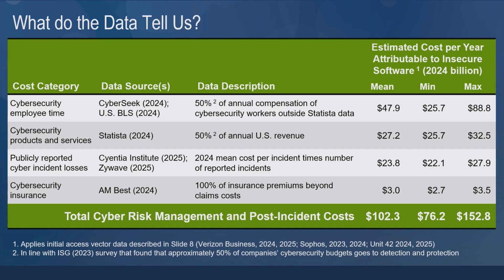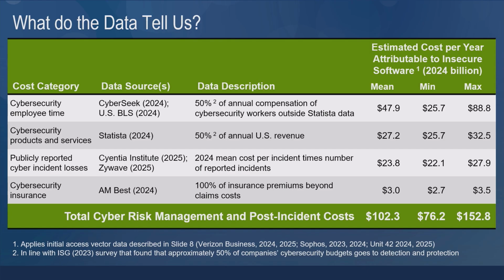The publicly reported cyber incidents from Scientia, when you just look at the incident cost in 2024 times the incidents in 2024, you end up at another 24 billion, and that's increasing every year, right? So this is the 2024 value, not the average value over the last 15 years, because it is consistently increasing. So that number is only going up.